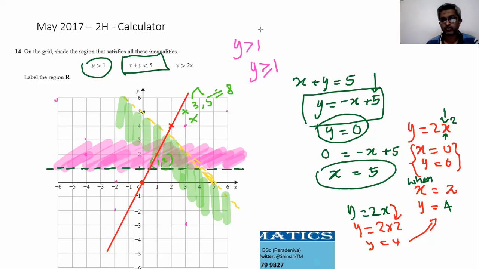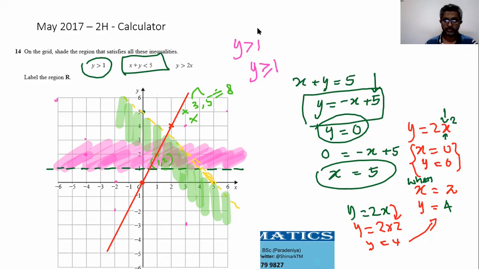So it has to be a dotted line. I don't draw a dotted line because if I erase it and draw, sometimes it's not clear. So I'm not erasing and doing. That's fine. Now which side you have to do, mark this shade for y greater than 2x, the other side, the opposite side.